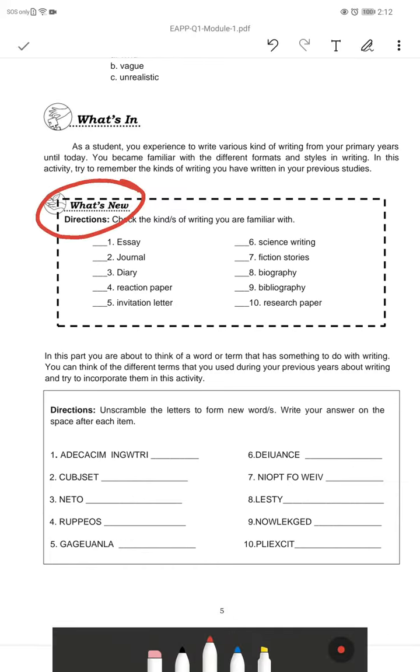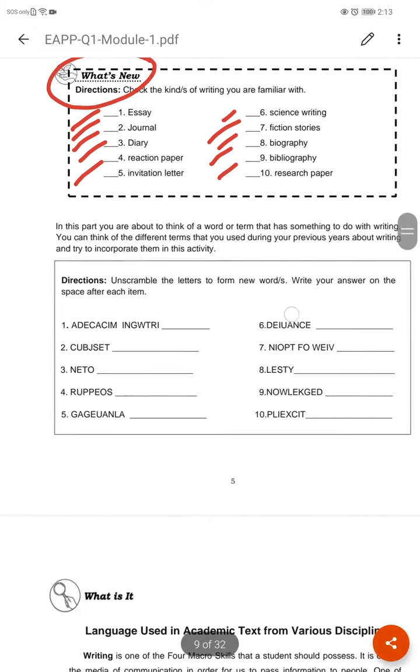And then list in there which among these academic writing are familiar with you. So if you're familiar with an essay, then write essay. If you're familiar with a diary, write diary. And whichever of these. Don't worry guys, it's not important of how much of these you know. Just list there which of these are familiar to you. Okay, now let's go to the next part.